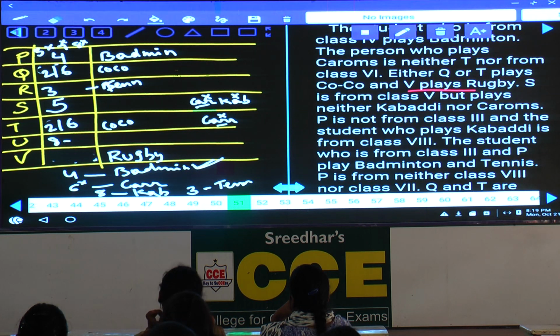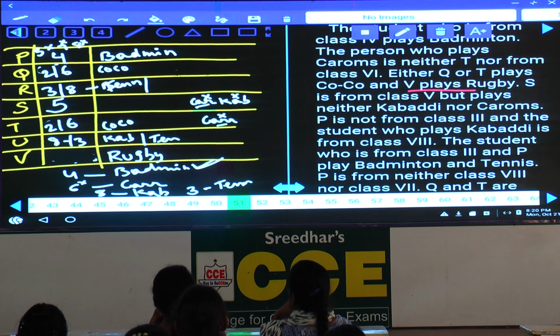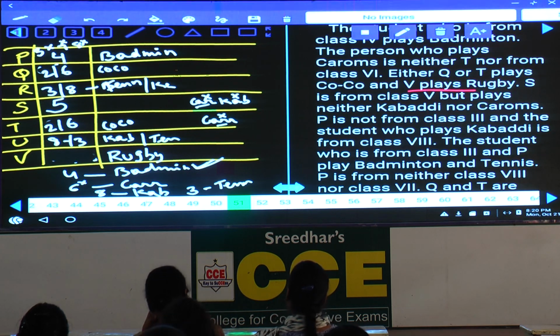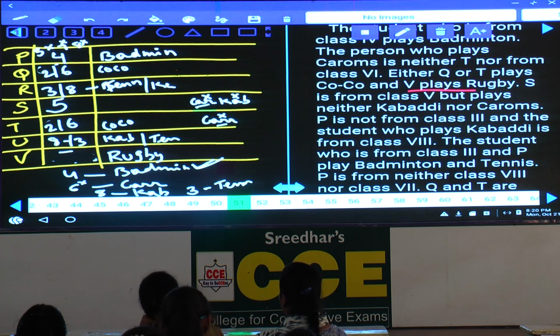Now this 8th class person must play kabaddi. Or if this person is 3rd class, this person plays tennis. Or this person is 8th class, this person plays kabaddi. And 3 or 8, 3 or 8. Then what is the other thing left over here? 2, 3, 4, 5, 6, 7th class is left over. And 7th class must be rugby. 7th class is rugby, isn't it?